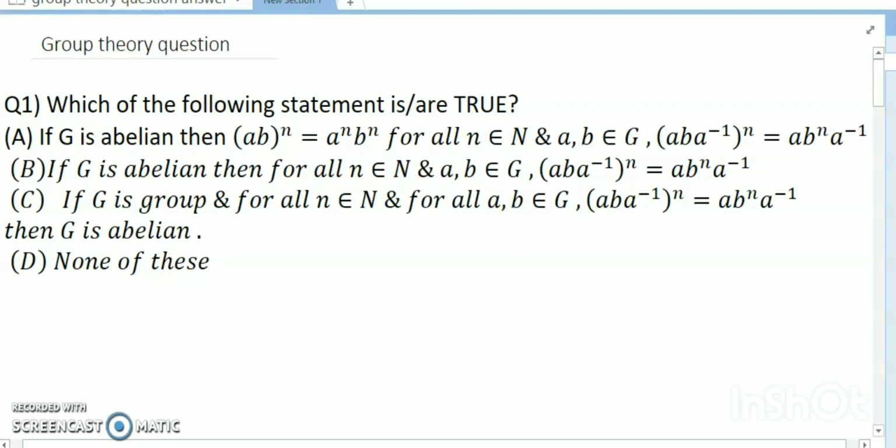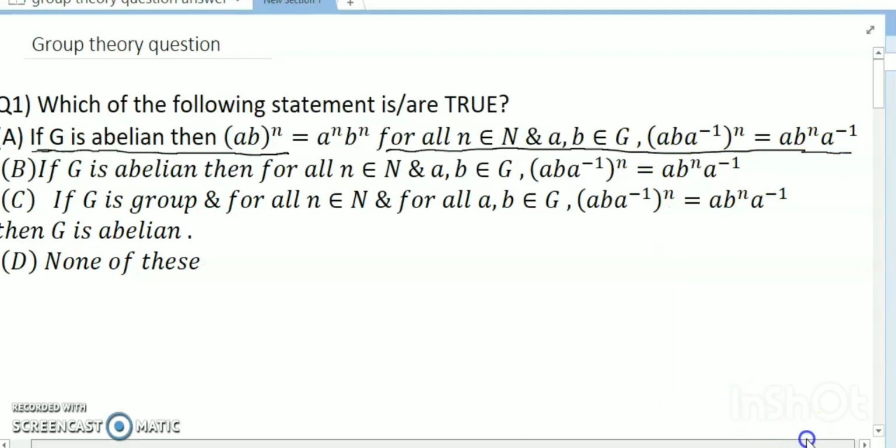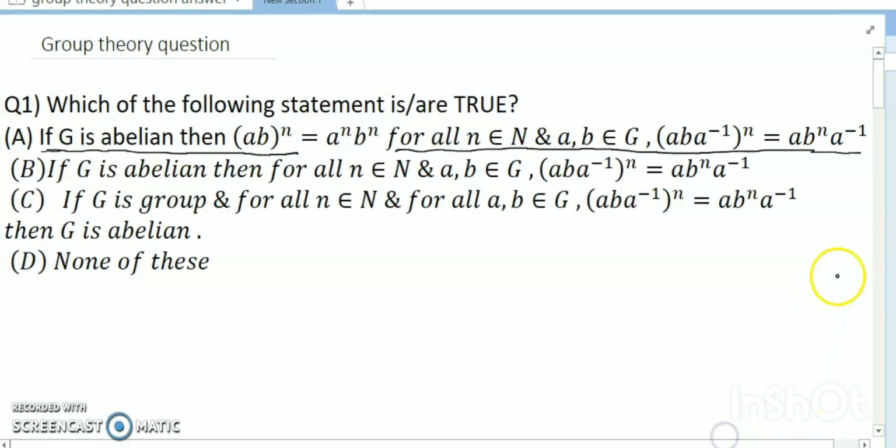Today's discussion is group theory questions. Which of the following statements are true? If G is abelian, then a to the power n, b to the power n is equal to (ab) to the power n. For all n belongs to N, a b^n a inverse is equal to (a b a inverse) to the power n. Is this true or not? That I have to discuss.